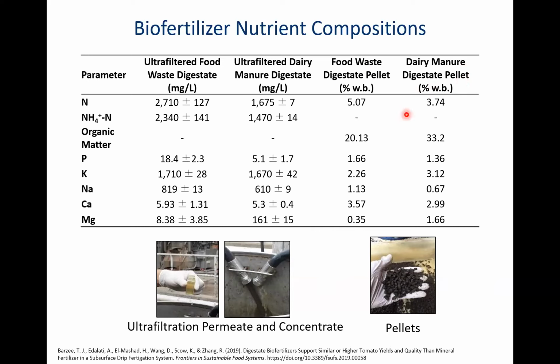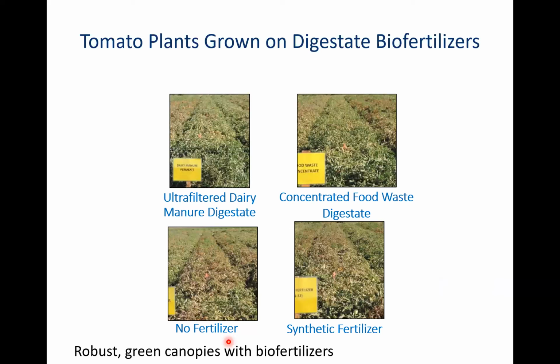and for dairy it's something like 3% nitrogen. So again, you can read more about this here. Then we applied this kind of liquid fertilizer to tomato, and here are pictures of the ultra-filtrate dairy manure, and this is concentrate food digestate, and here this is tomato without fertilizer, and this is with synthetic fertilizer.